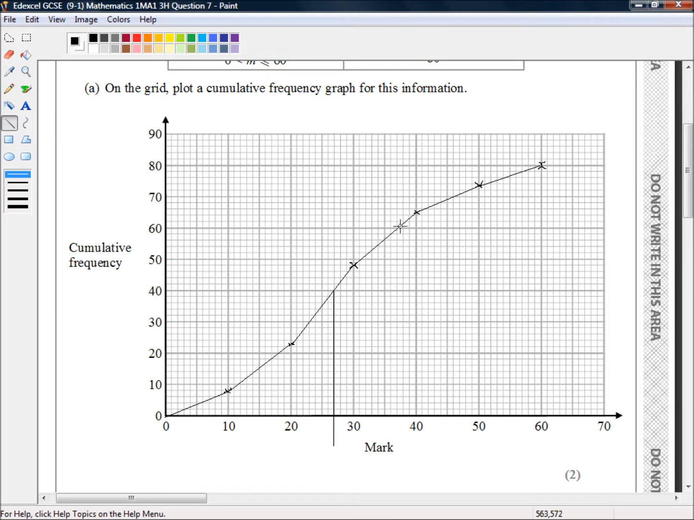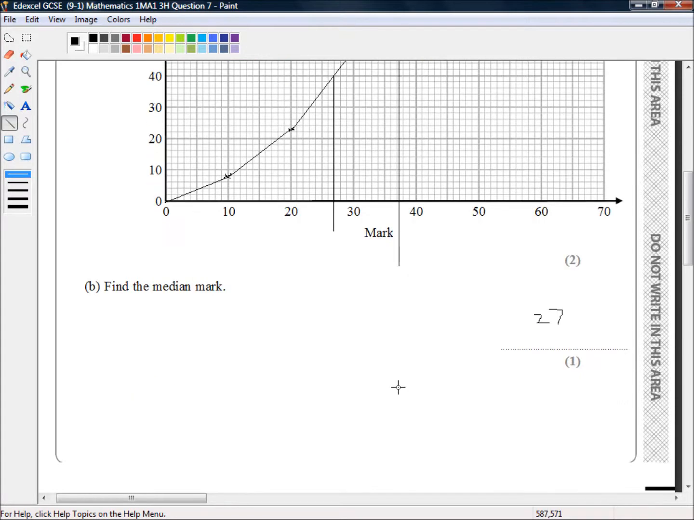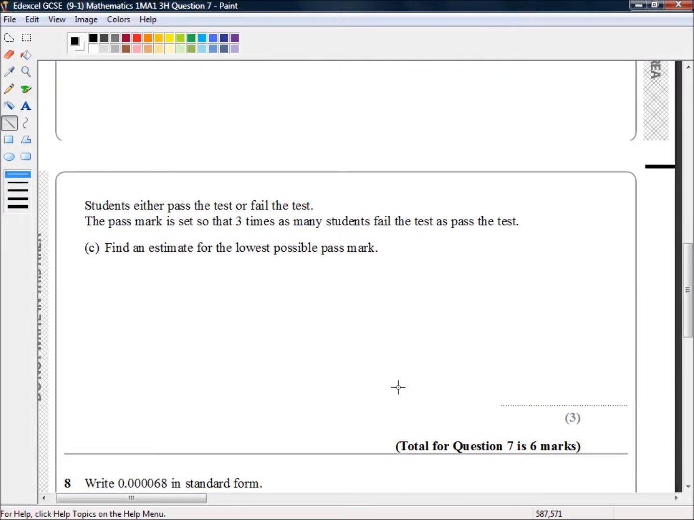We move along to the curve here, and I'm going to read down and find the value on the x-axis where the y-axis is 60. Okay, so I've got, this is 35, so this is 36, 37 maybe. I'm going to put 37 from my chart.